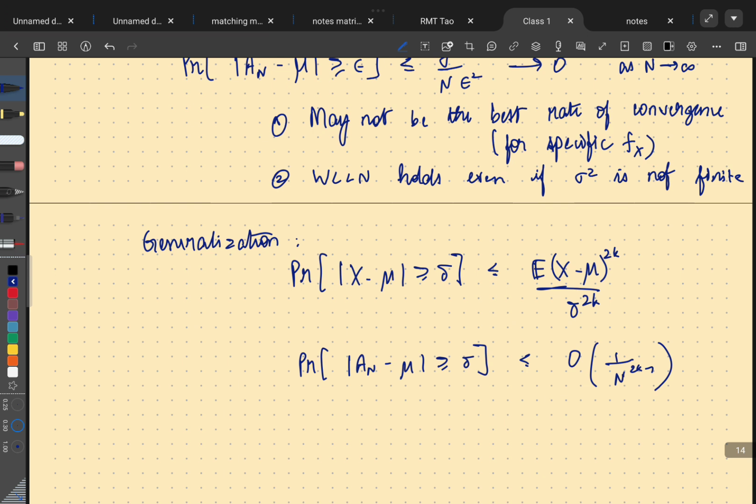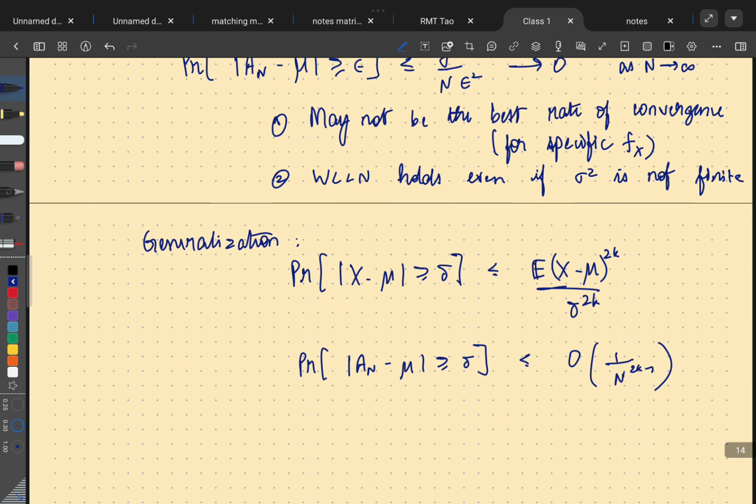So what I want to say is basically that this is an advantage, but it's still a limitation. No matter what I do using this particular approach, at best I can get a polynomial decay as a function of n. In fact, it turns out for many classes of random variables that we're interested in, we can in fact get an exponential rate of decay.